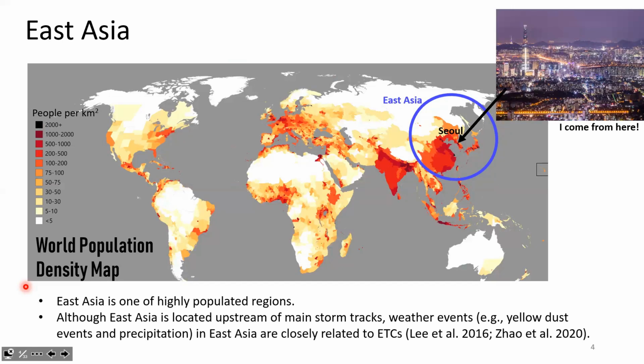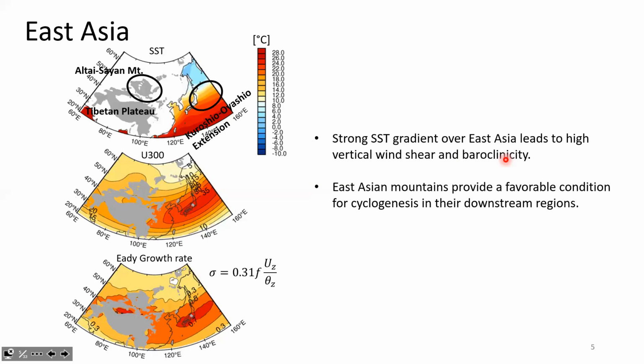This is a world population density map. Here is East Asia. East Asia is a highly populated region, and I came from this black dot. This is Seoul, the night view of Seoul. If you have been to Seoul, you can realize Seoul is a highly populated region, but it is very beautiful. Anyway, East Asia is located upstream of the main storm track regions, but its weather impacts are closely related to extratropical cyclones.